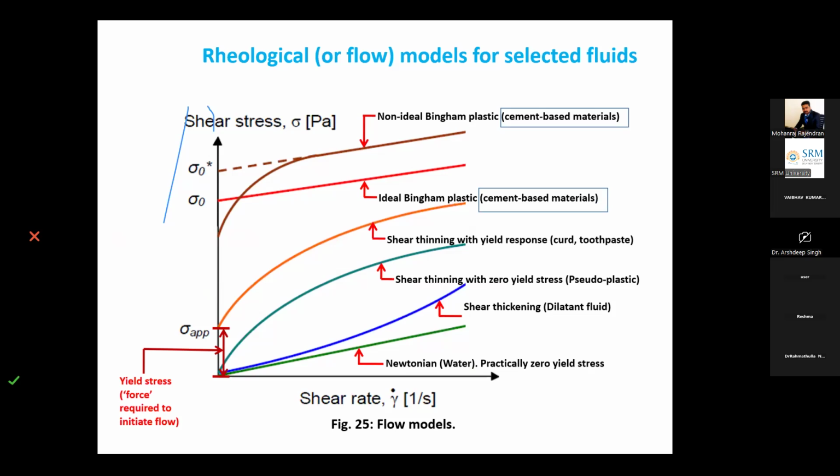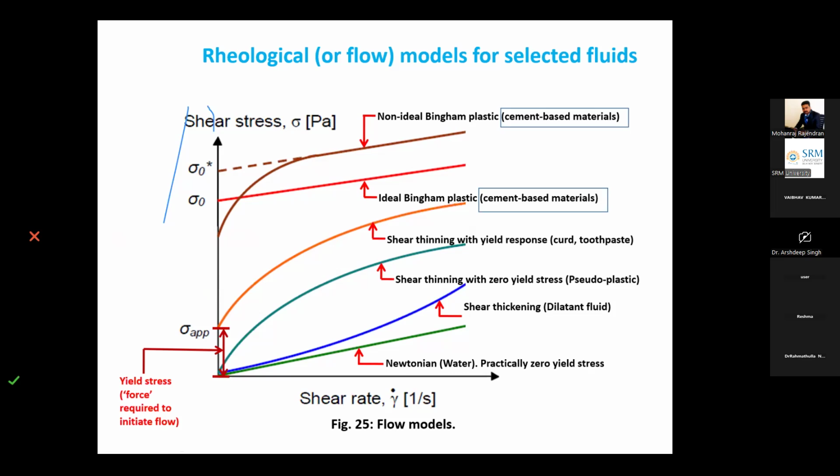For a Bingham fluid, on the vertical axis we have shear stress, and on the horizontal axis we have shear rate. For a Newtonian fluid, no force is required to make it flow, but for a Bingham fluid or a non-Newtonian fluid, some yield stress or force is required to initiate the flow.